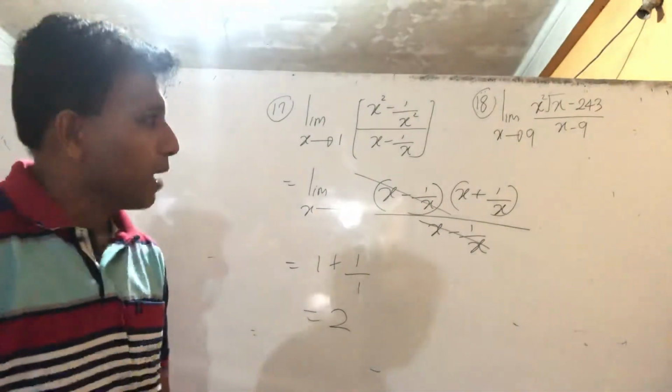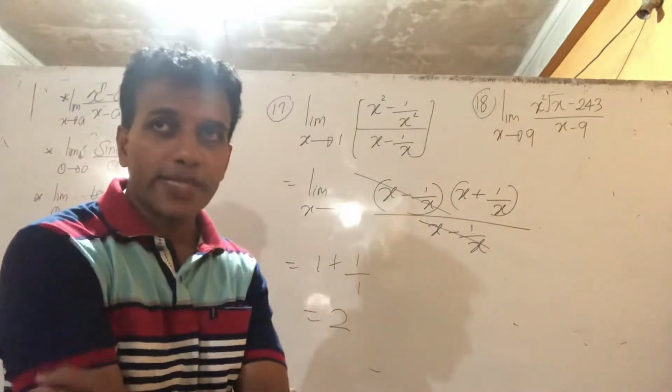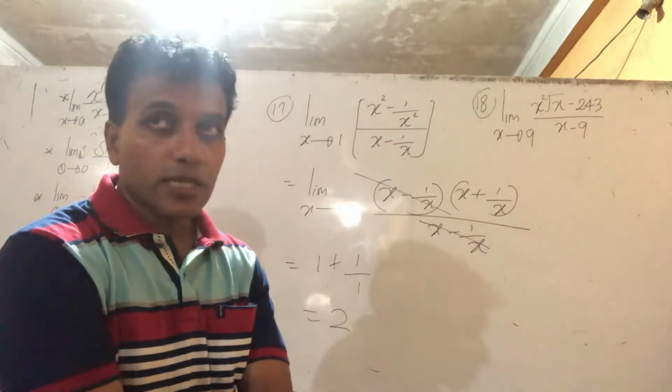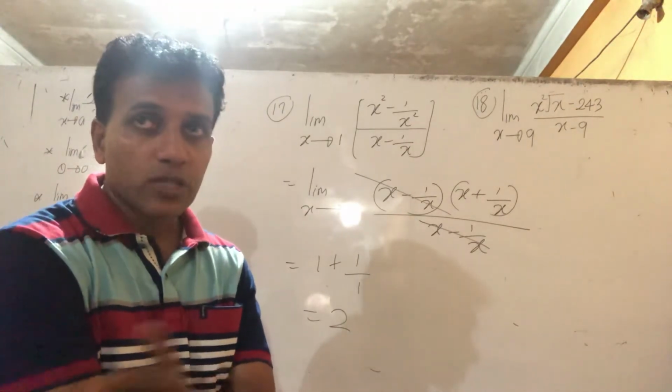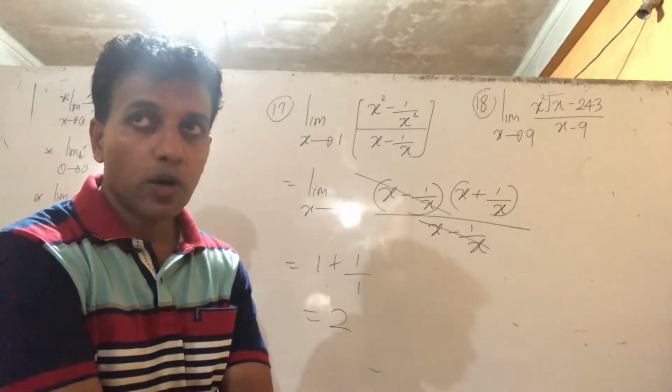So see what happens if you directly apply for x. 9: square root of 9 is 3, outside 81. 3 times 81 is also 243.